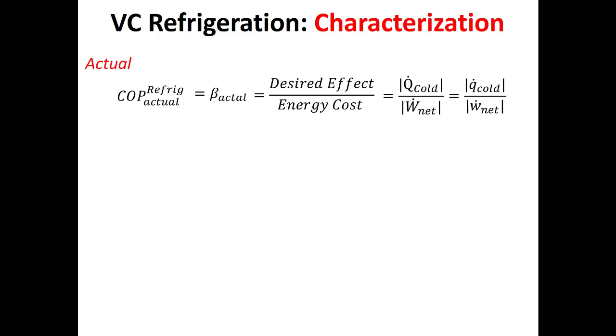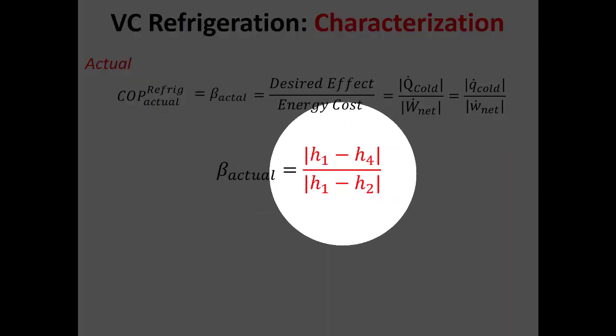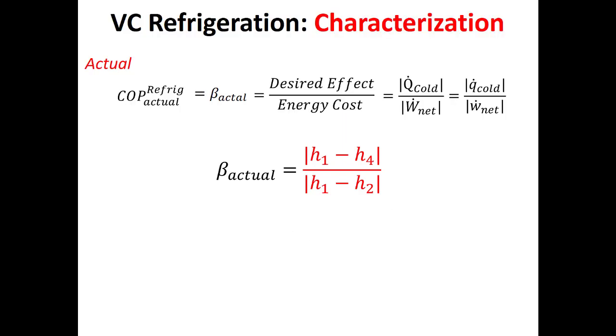So this is going to be defined as the heat transfer on the cold side divided by the net power, but the net power is really just the power consumed by the compressor. So here, my actual coefficient of performance is going to be the magnitude of H1 minus H4 divided by H1 minus H2. These coefficients of performance are always positive, even though here we have a positive heat transfer term and a negative power term, but nobody's going to buy a refrigerator if the salesperson tells you that the coefficient of performance is minus 14. That sounds kind of bad. So we just take the absolute value here.